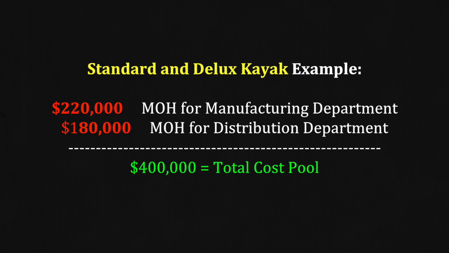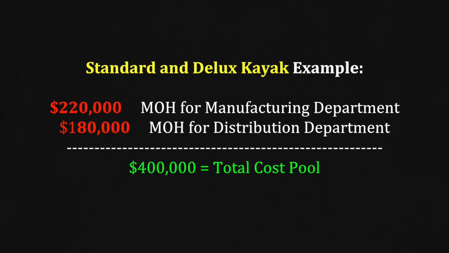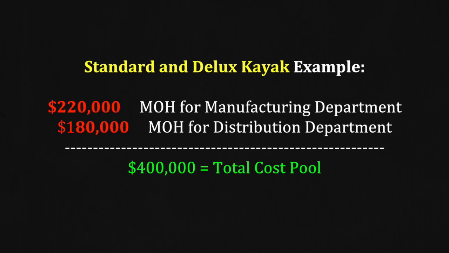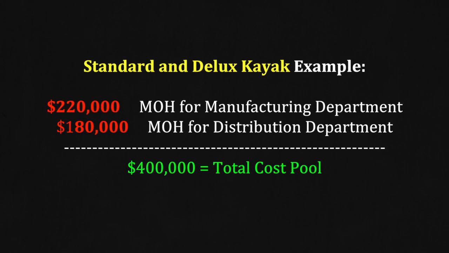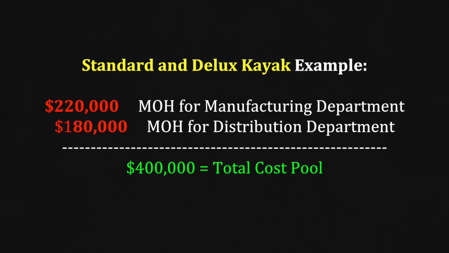With our kayak example, we will see how much MOH is put into each department and then add them up together. $220,000 goes to the manufacturing department, $180,000 goes to the distribution department. That equals a total cost pool of $400,000.